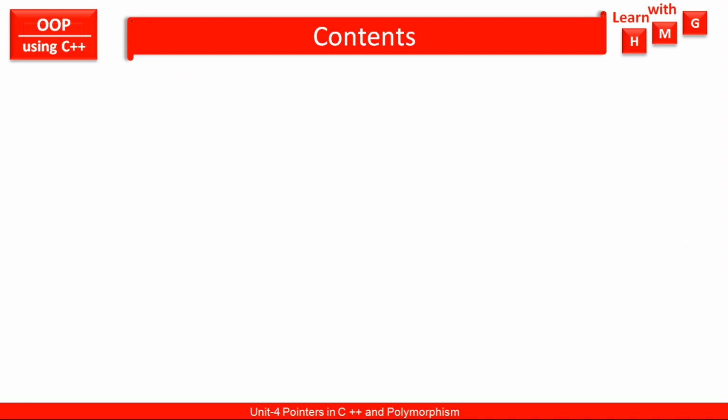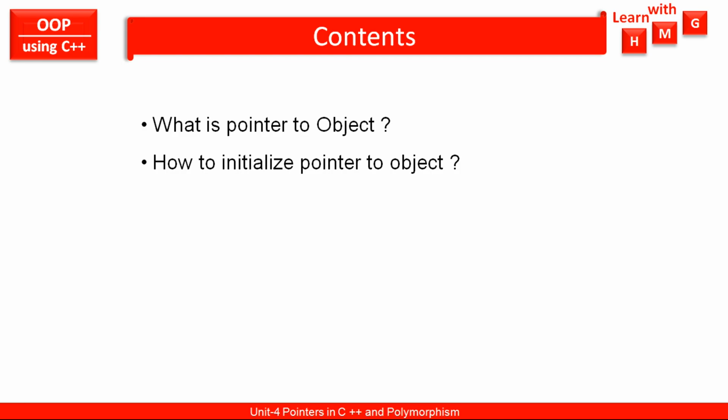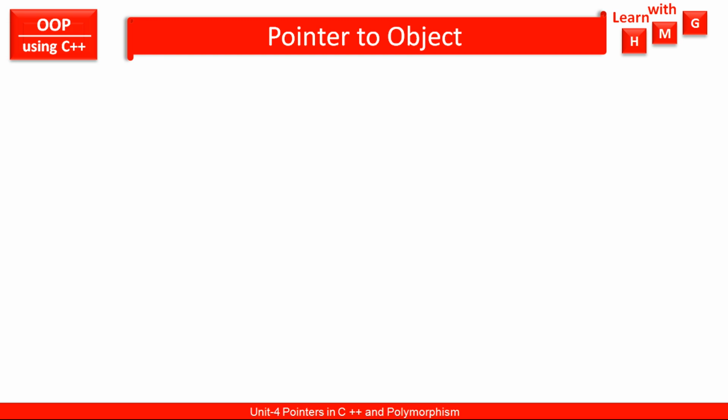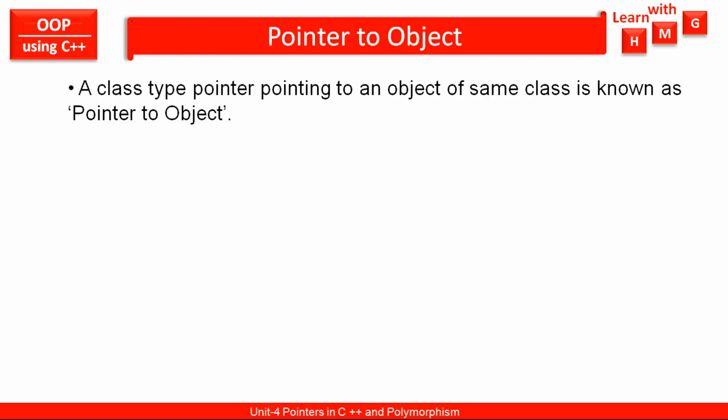In this video, we are going to learn what is pointer to object, how to initialize pointer to object, how to access member function using pointer, one sample program and an exercise for you. Let us see what is pointer to object. A class type pointer pointing to an object of same class is known as pointer to object.